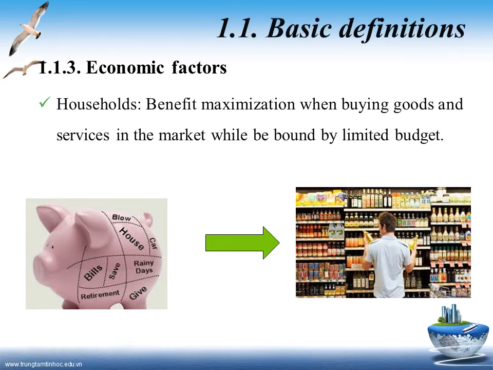Have you ever gone shopping without worrying about money? That means you pick anything you like, ignoring prices, because you have an unlimited amount of money. Have you? The answer is no, right? So why do we have to be concerned about price when we go shopping? It is because the amount of money we have is limited. Households target at maximizing benefit when buying goods and services in the market, while being bound by a limited budget.